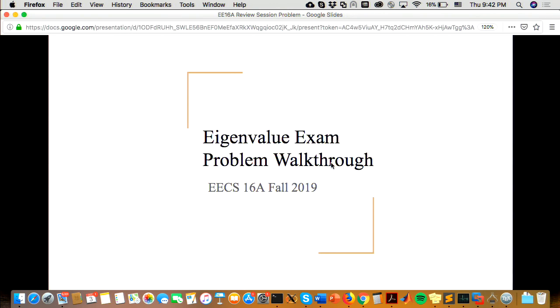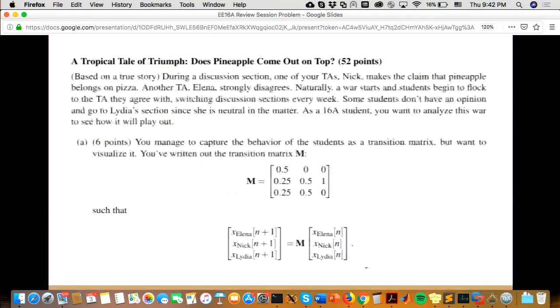All right. The last problem we're going to do is related to eigenvalues and eigenvectors. It's an exam problem from last fall. The problem basically says this. We're running short on time, so I'm just going to distill it: there's a flame war over pineapples between discussion TAs, and we're trying to capture the behavior of the students in a transition matrix as a result of this. Each TA has an opinion on whether pineapples belong on pizza, and the students are going to be moving sections depending on whether or not they agree with that premise.